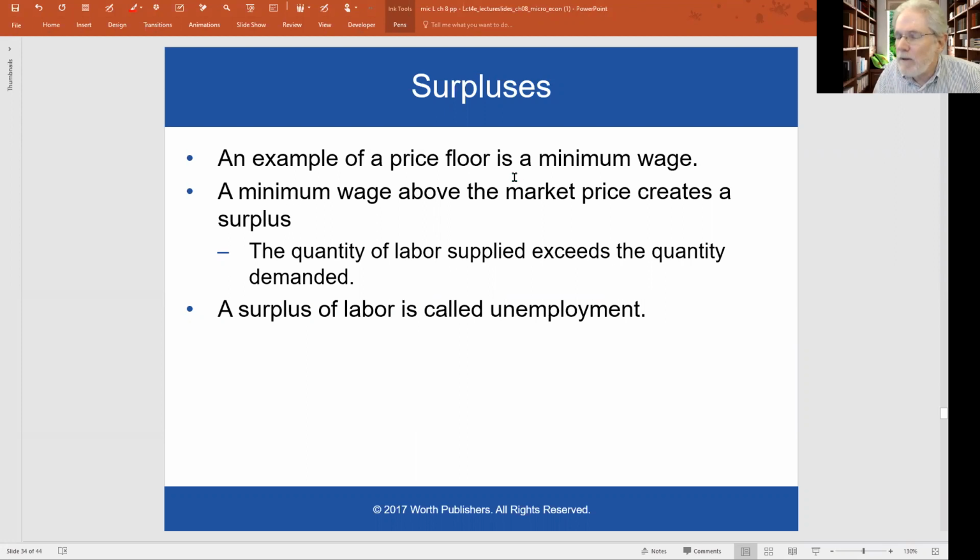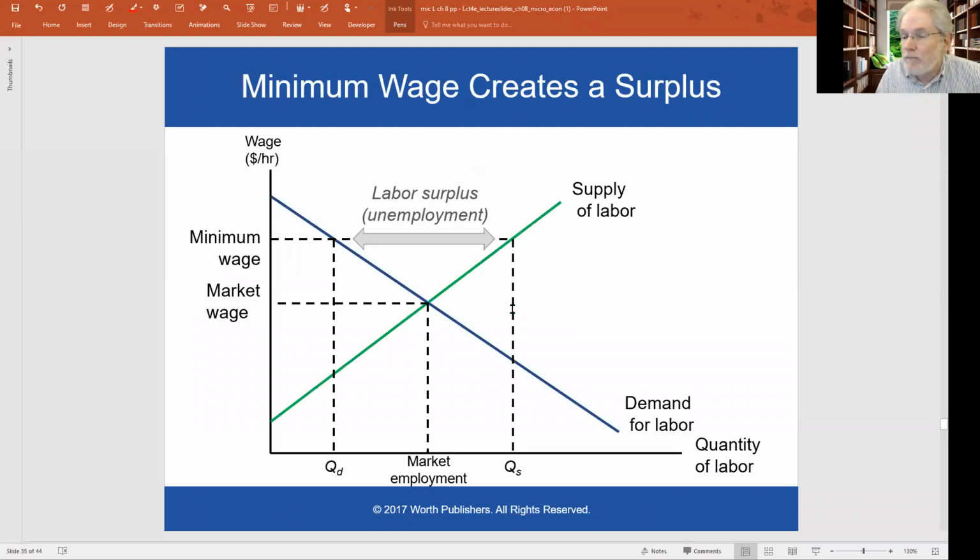Okay, this is just information about surpluses. We've already talked about generally a surplus of labor is called unemployment. And here we have the first example of a price floor. Most people don't spend a lot of time on a regular basis thinking about price ceilings and price floors.